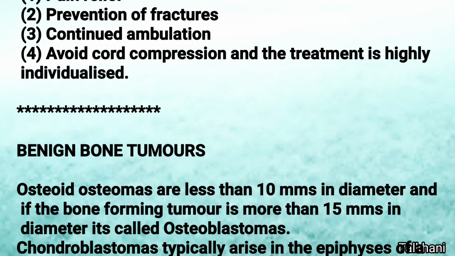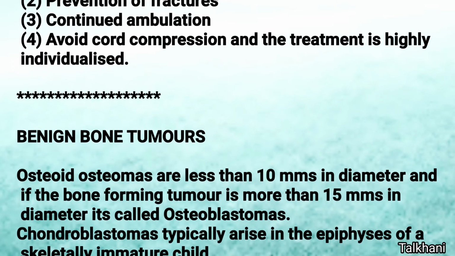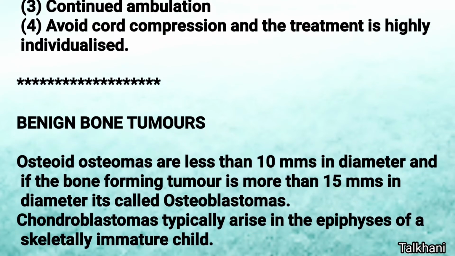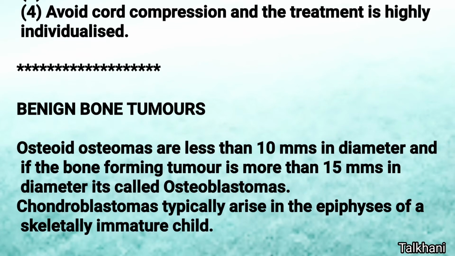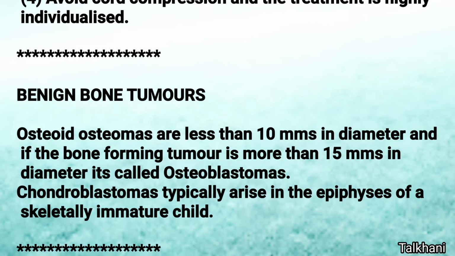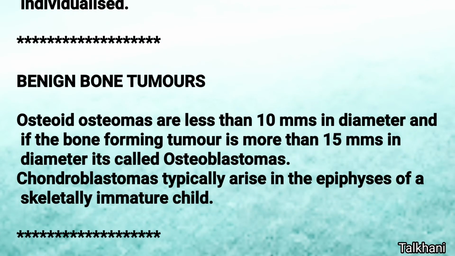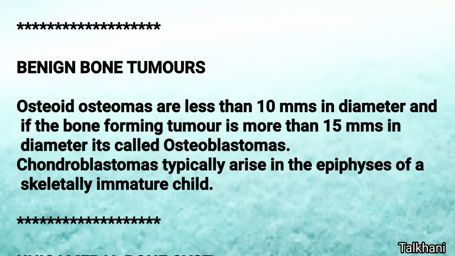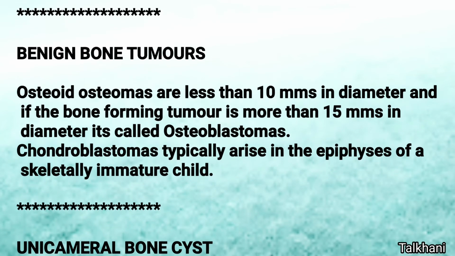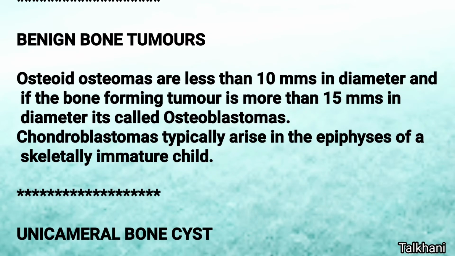Benign bone tumors. Osteoid osteomas are less than 1 cm in diameter, and if the bone forming tumor is more than 1.5 cm in diameter, it's called osteoblastoma. Chondroblastomas typically arise in the epiphysis of a skeletally immature child.